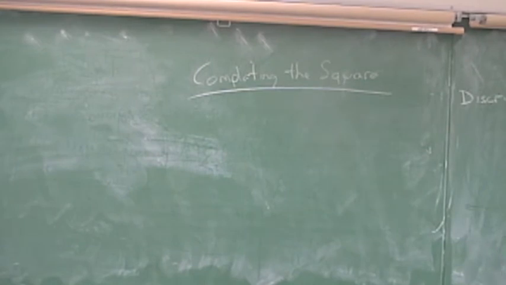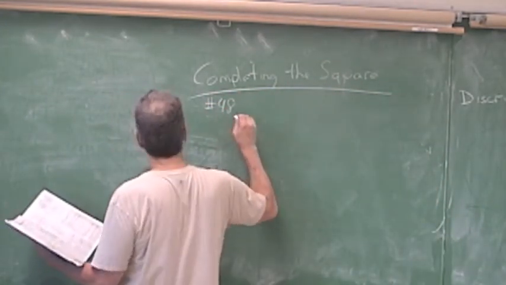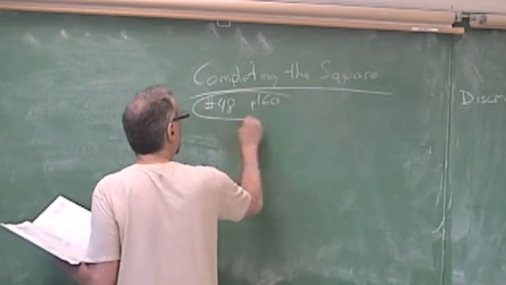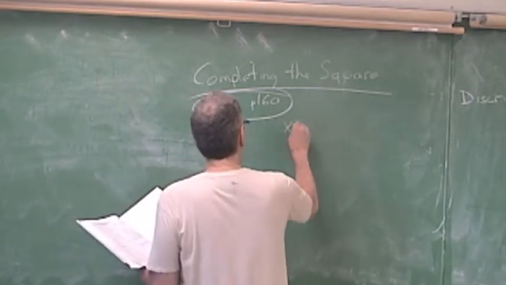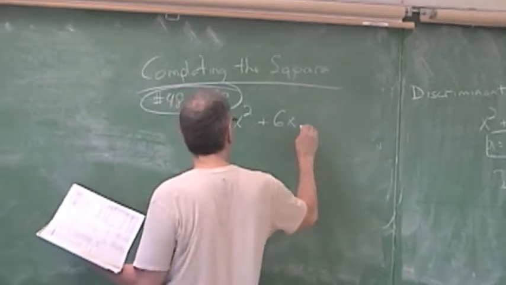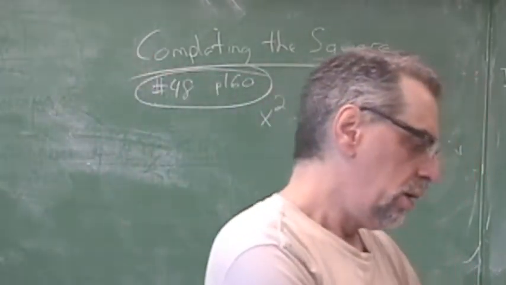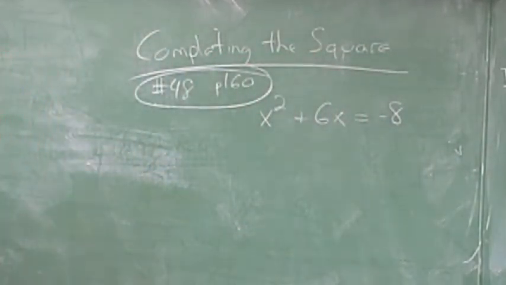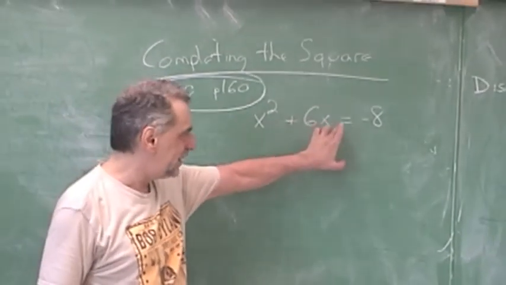So let's look at which one I wanted to do. Number 48. Let's look at number 48 on page 160. And this is again another example of a quadratic equation. Notice the highest exponent is 2. We do have an x term here. So the first thing, generally, we said we wanted to put it into that standard form of ax squared plus bx plus c equals 0.